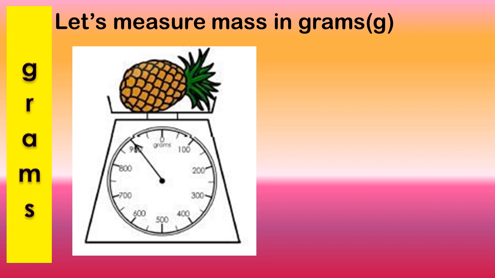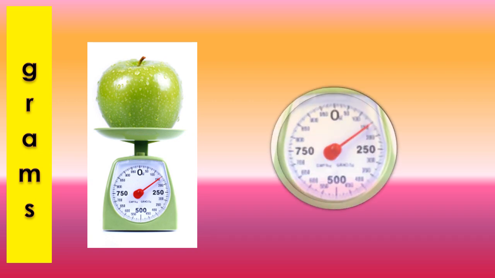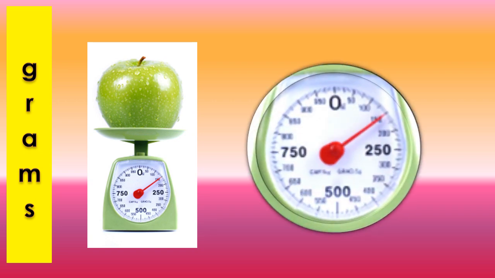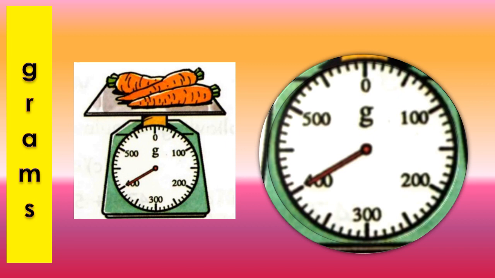Let's measure mass in grams. Let's measure the mass of the pineapple. The pointer is pointing at 900 grams. The mass of the pineapple is 900 grams. Let's measure the mass of an apple. In this scale, every 5 lines is equal to 50 grams. So 50, 100, 150. So the pointer is pointing at 150 grams. The mass of an apple is 150 grams. Now, let's measure the mass of these carrots. The pointer is pointing at 400 grams. The mass of the carrots is 400 grams.